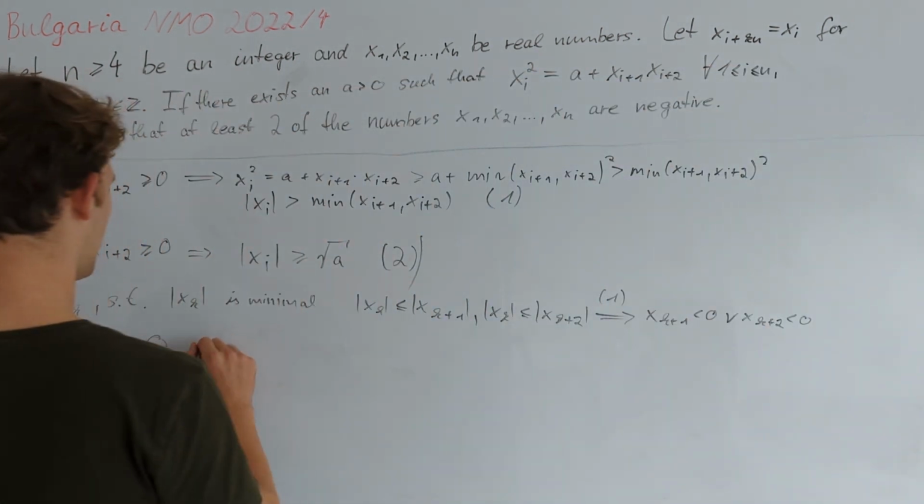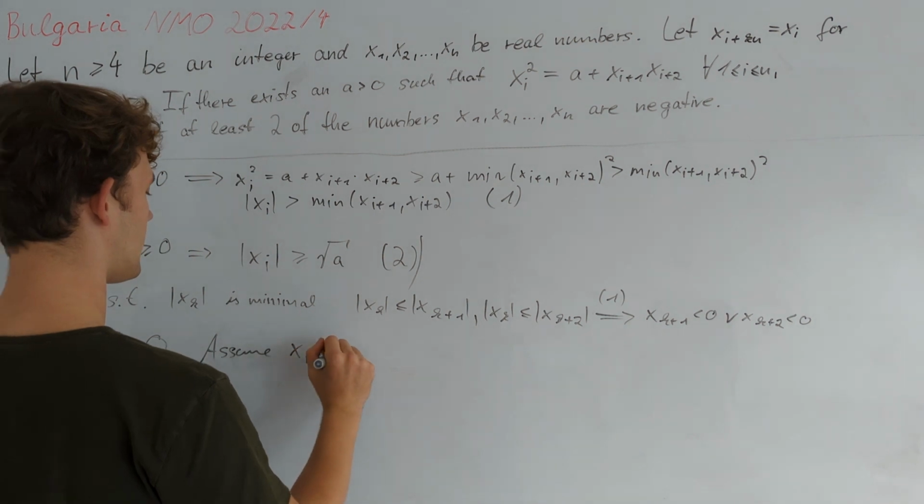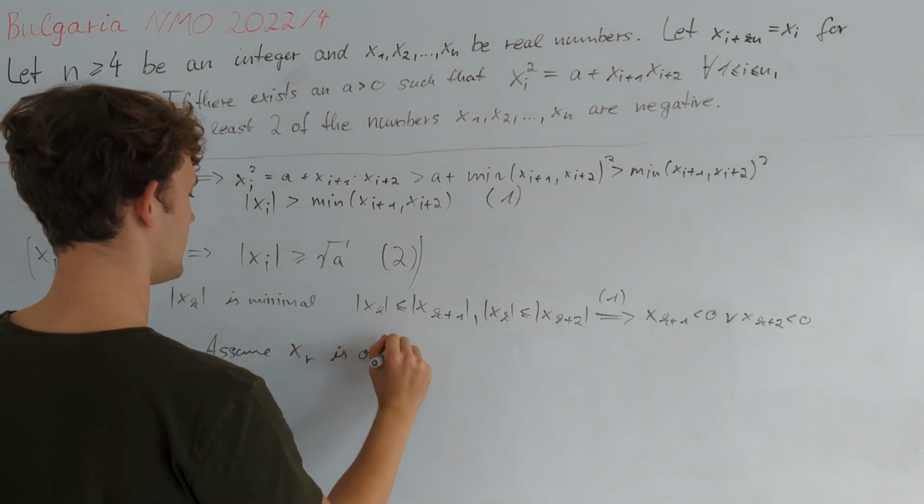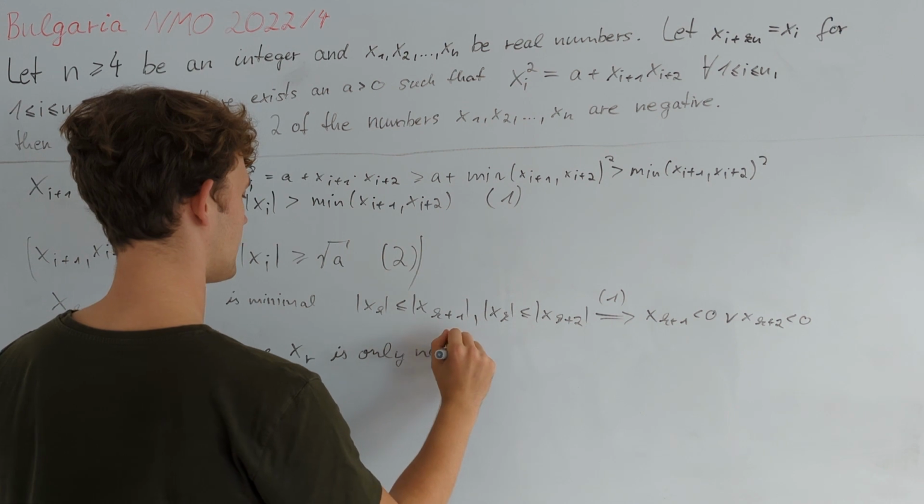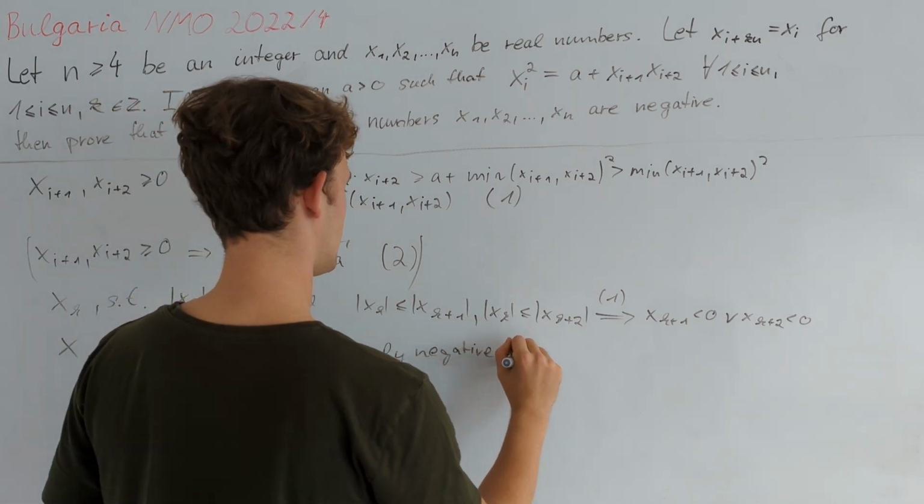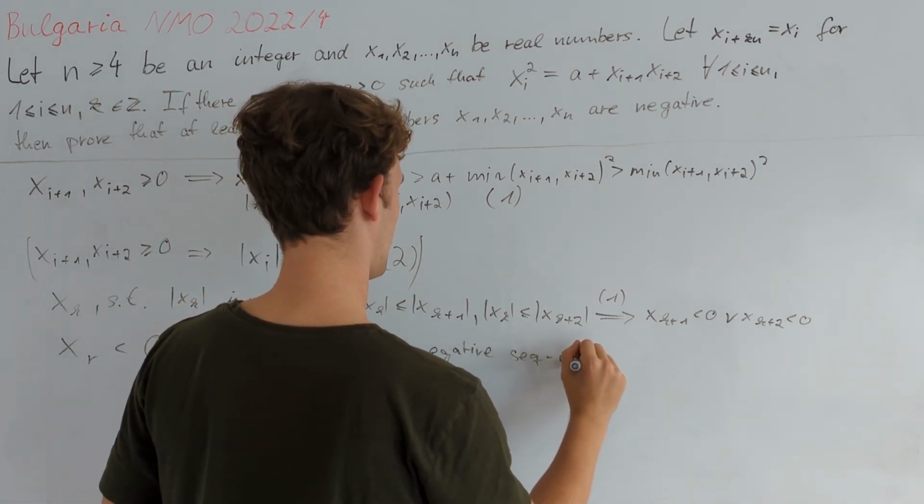Therefore, assume xr is the only negative sequence member.